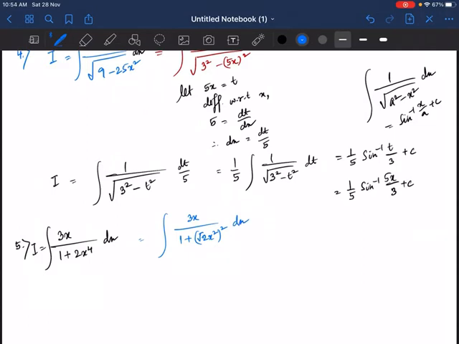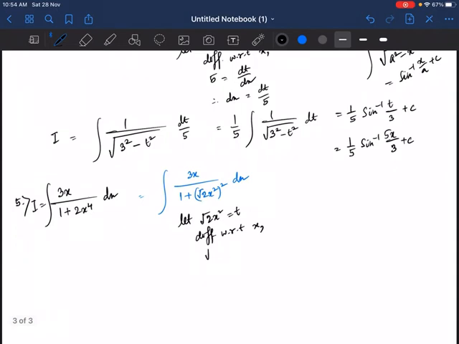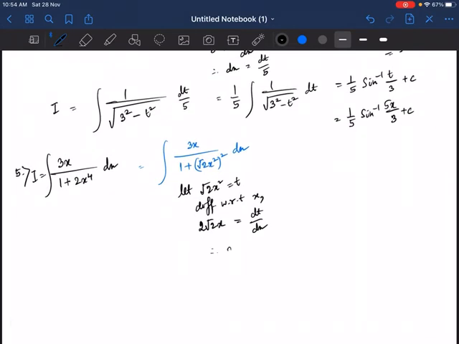Now you see that differentiation of x square is 2x. So here in the numerator we have x. We can substitute root 2 x square as t. Once you substitute that, this x in the numerator will go away. Let root 2 x square is equal to t. Differentiating with respect to x, what you get is root 2 times 2x, because differentiation of x square is 2x, is equal to dt by dx. So therefore dx is equal to dt divided by 2 root 2 x. This is what we have, right?